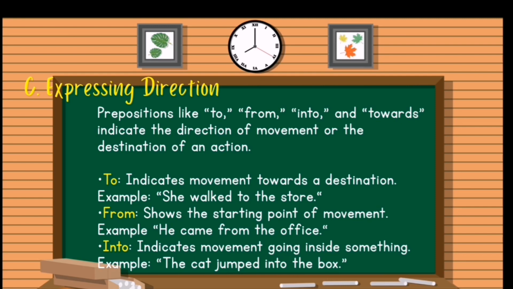Next, from. From shows the starting point of movement. For example, he came from the office. The starting point of the movement is in the office. Into indicates movement going inside something. For example, the cat jumped into the box. The cat jumped inside the box.